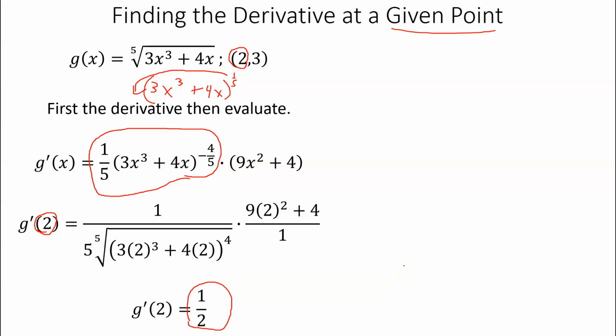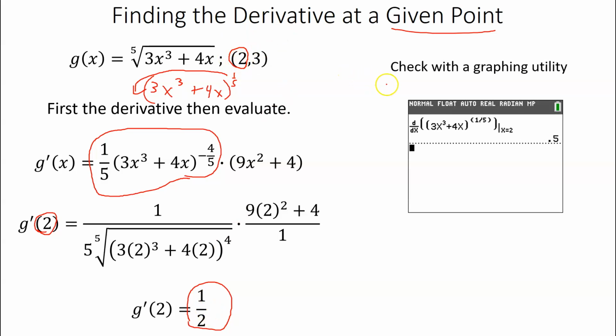If the book goes on and asks you to find an equation for the tangent line at that point, you do y minus y1 equals the slope times x minus x1, and you could go through that. I do want to show you this. On your graphing calculator, if you have a newer Texas Instruments, and this is only when you're trying to find the derivative at a specific point, you can put this in your calculator.